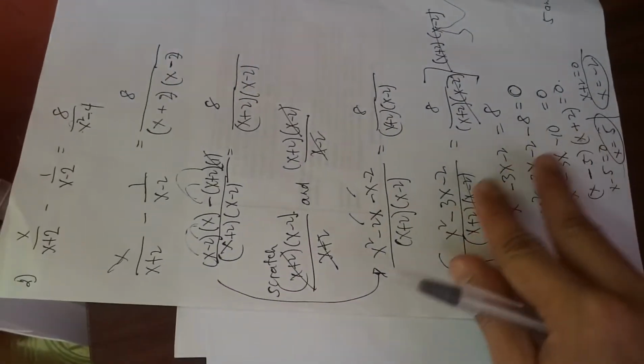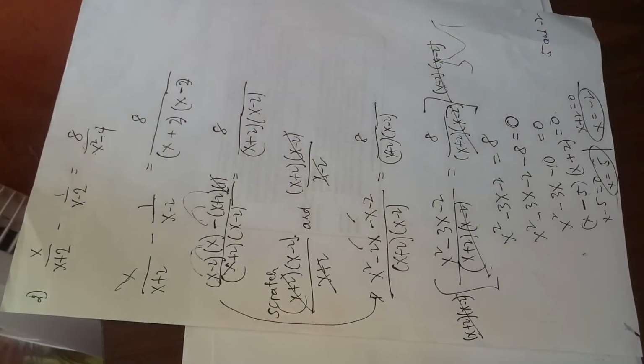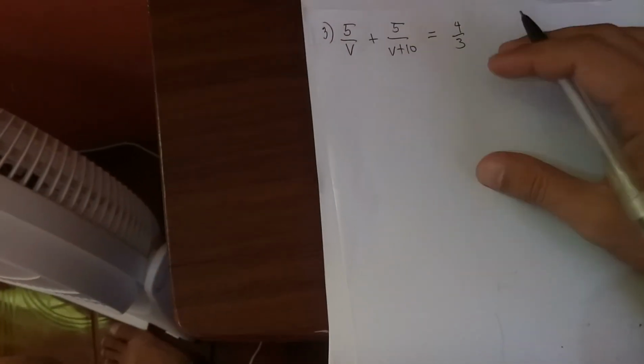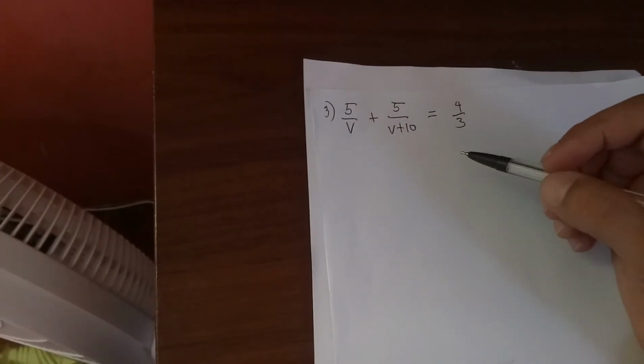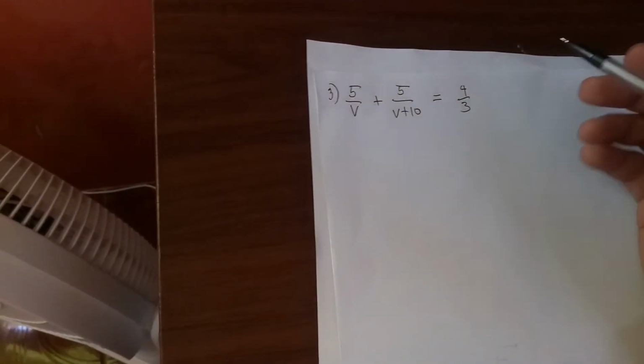Wait lang, hindi kasya. Okay, screenshot. Okay, now let us have example number 3. Hirapan natin ng konti para medyo challenging. Okay, so in here, 5 over v plus 5 all over v plus 10 equals 4/3.